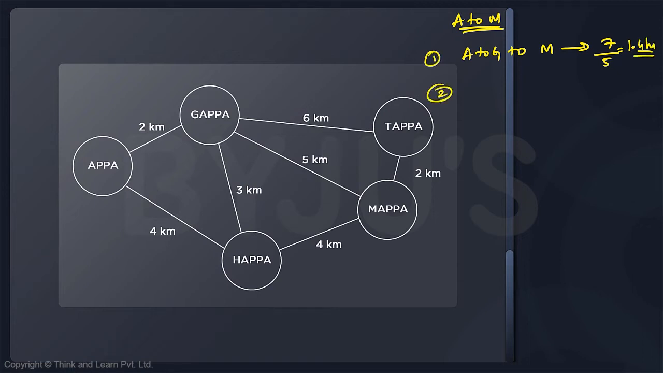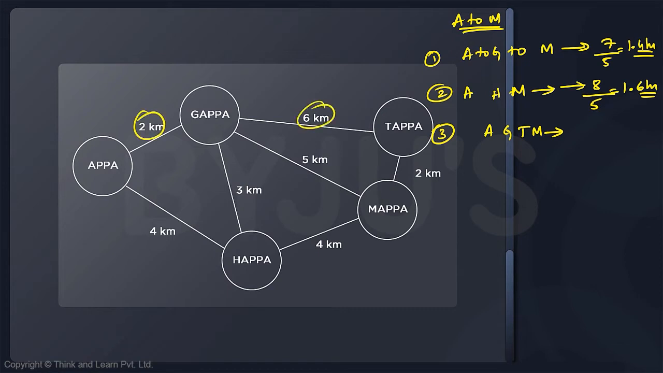The second person will go A to H, H to M. So this is 8 by 5. This is 1.5 on the 5, 5, 6 are 30, 1.6 hours. And the third person, now where should the third person go from? The third person will go from A to G, G to T, T to M. This is the best way for the third person. Right? So A to G is 2, G to T is 6, T to M is 2. So 6, 7, 8, 9, 10.